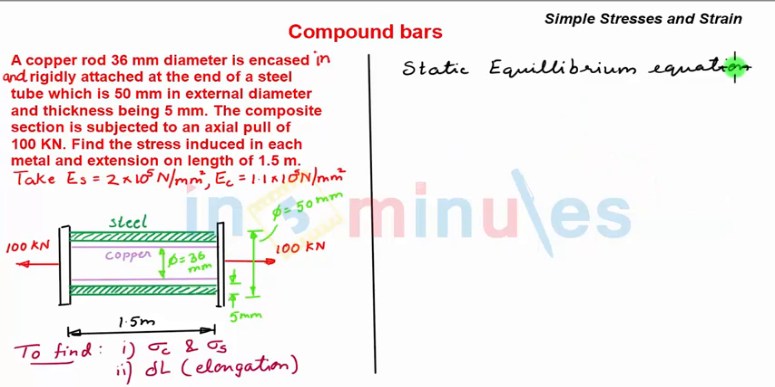So we first apply a static equilibrium equation. Since the applied load is a 100 kilonewton tensile load, the load shared by copper rod as well as steel tube will also be a tensile load. So we can write the static equilibrium equation as Pc plus Ps is equal to 100 kilonewton, and let this be our equation 1.